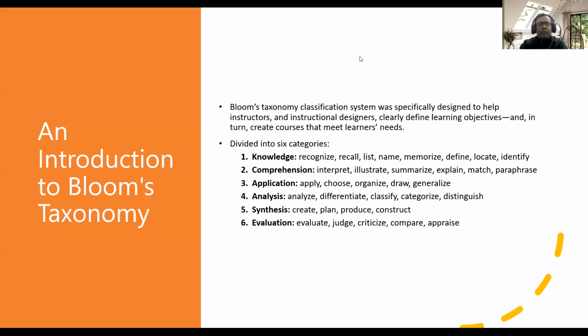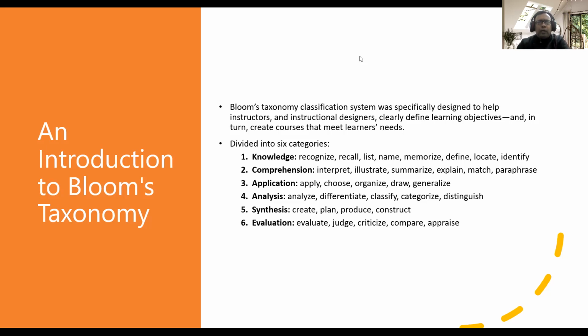This classification system was specifically designed to help instructors and instructional designers clearly define learning objectives and, in turn, create courses that meet learners' needs. Now, let's take a closer look at how instructional design principle applies in the real world. What exactly is Bloom's taxonomy?